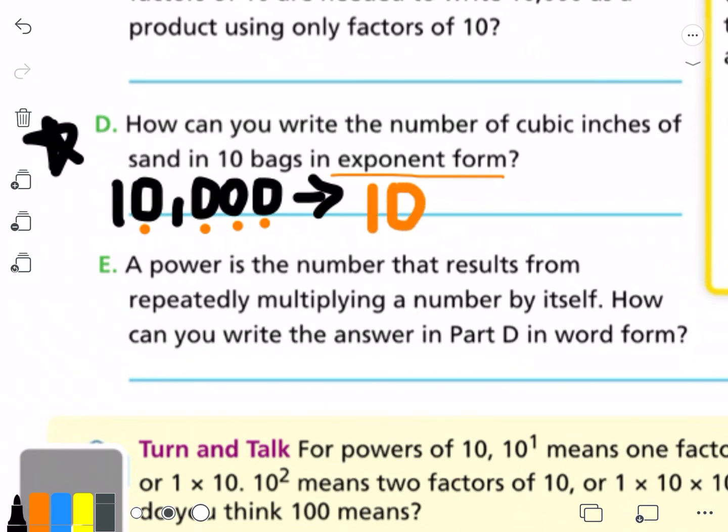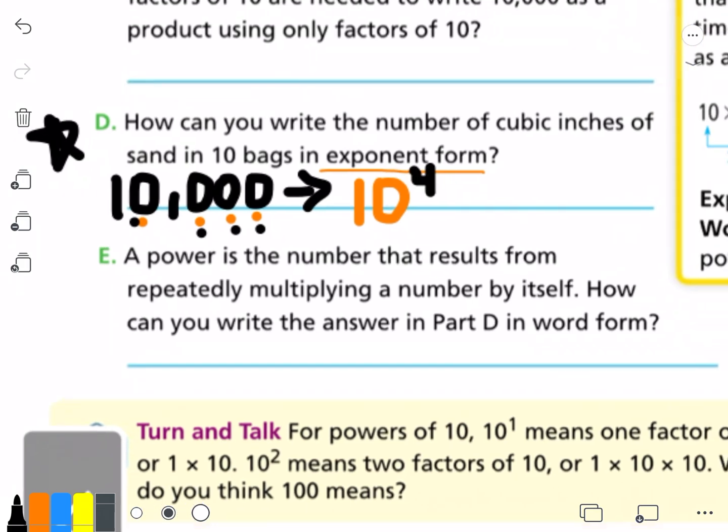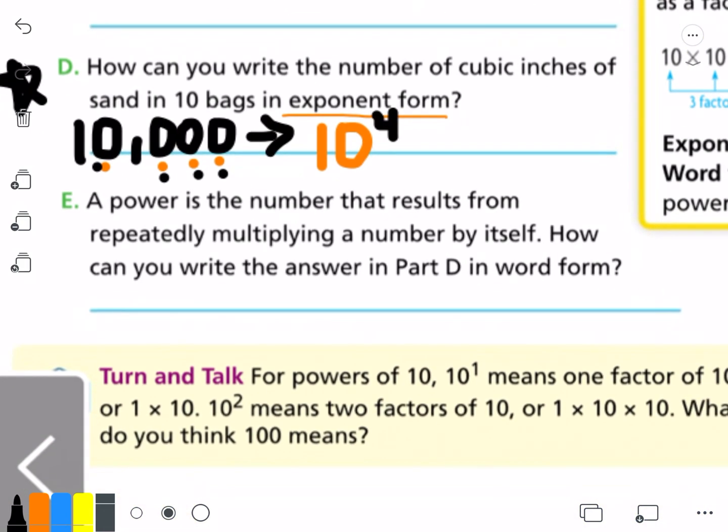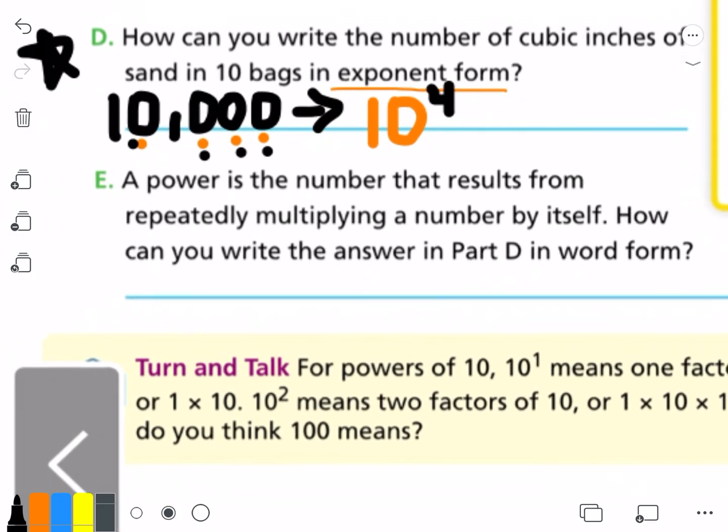But what should our exponent be? Your exponent should be how many zeros you have. 1, 2, 3, and 4. So that's how you write 10,000 in exponent form. 10 to the power of 4. Last but not least, we have E.